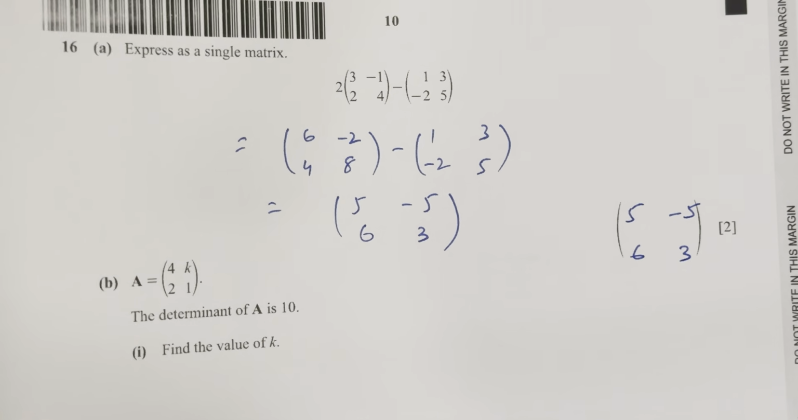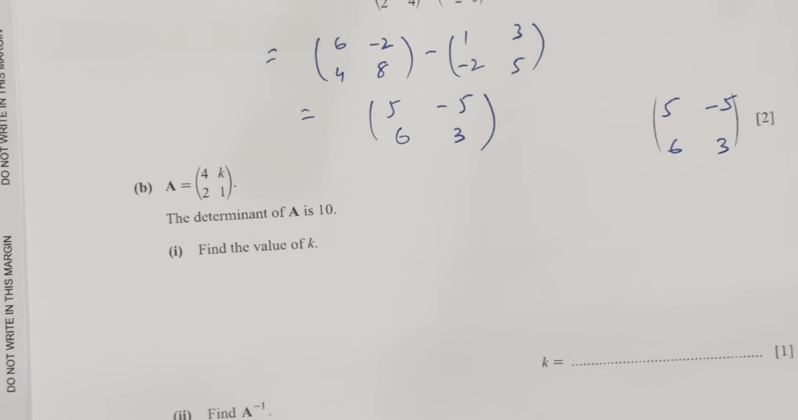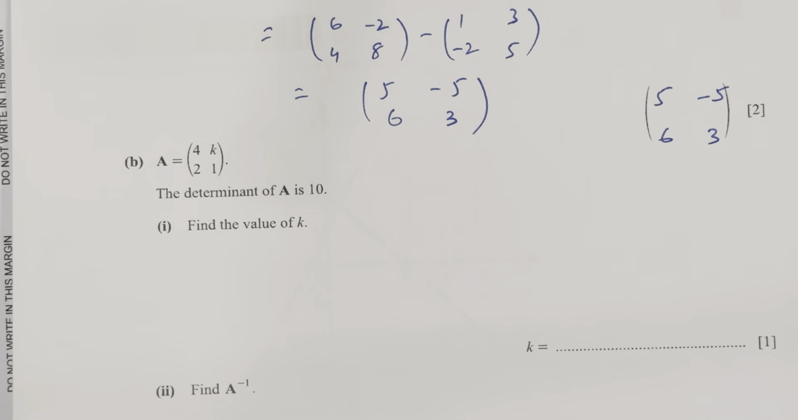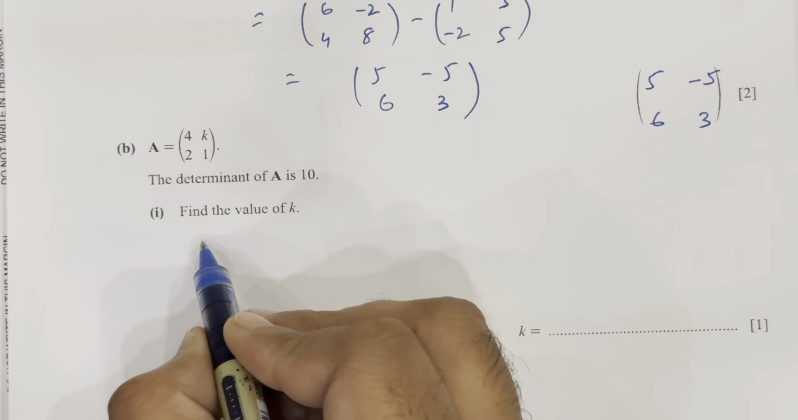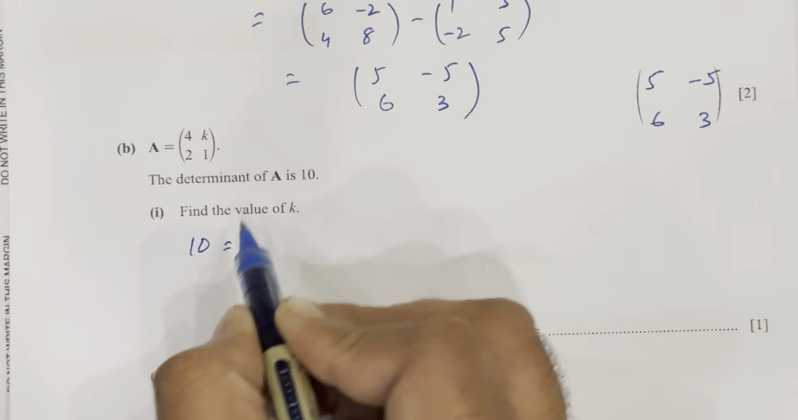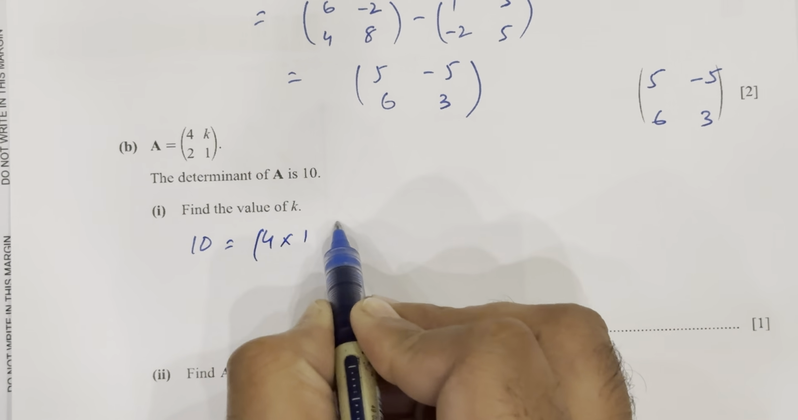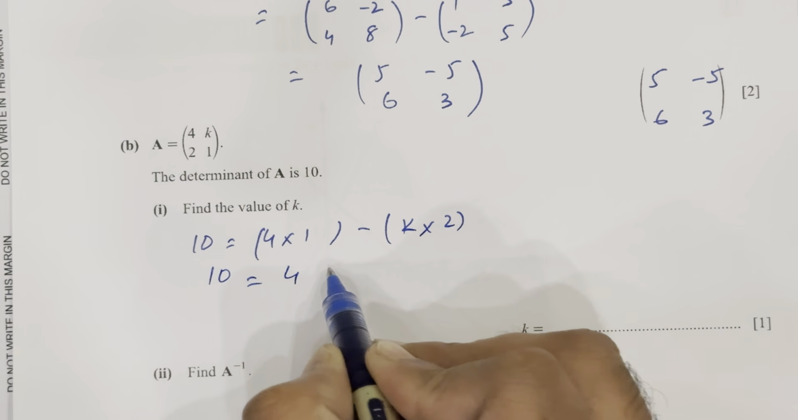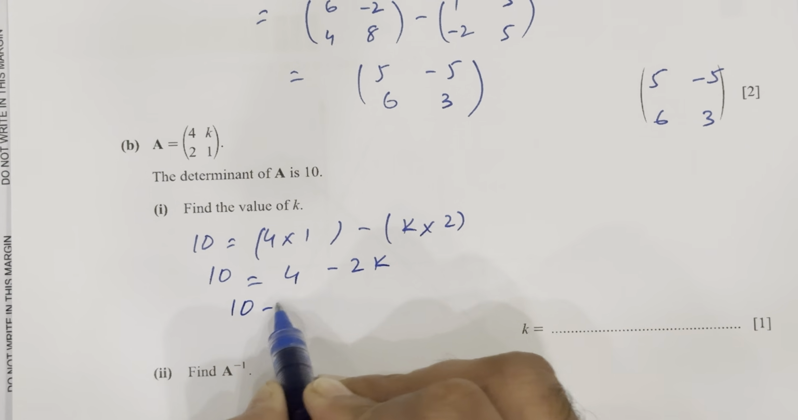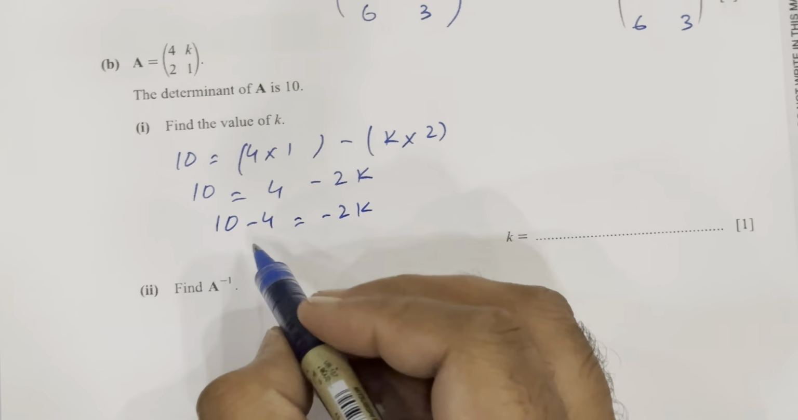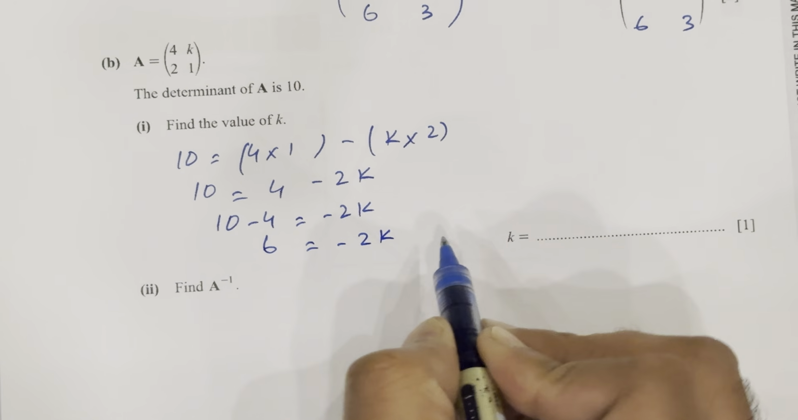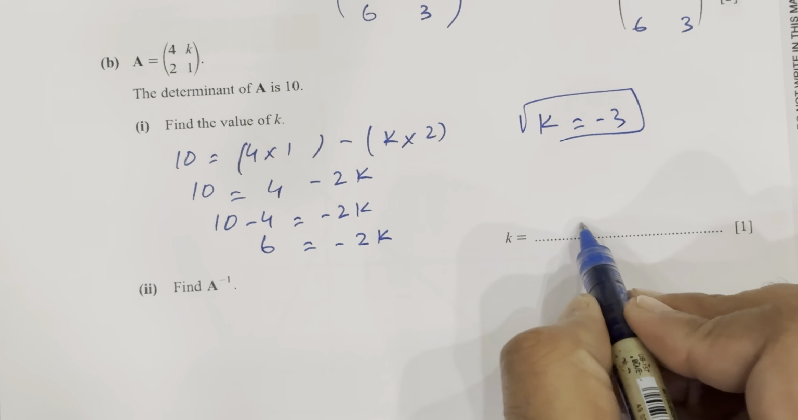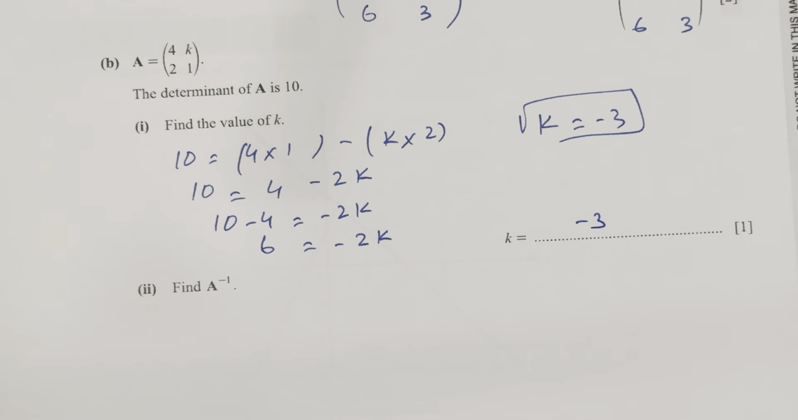Okay, moving to its B part. B part is that A is equal to 4, k, 2, 1. The determinant of A is 10. Find the value of k. You know the determinant is 10, and you find the determinant like that: 4 into 1, then subtract k into 2. So 10 is equal to 4 minus 2k, then 10 minus 4 is equal to minus 2k, then 6 is equal to minus 2k, so k is equal to minus 3. Okay, so this is our answer.